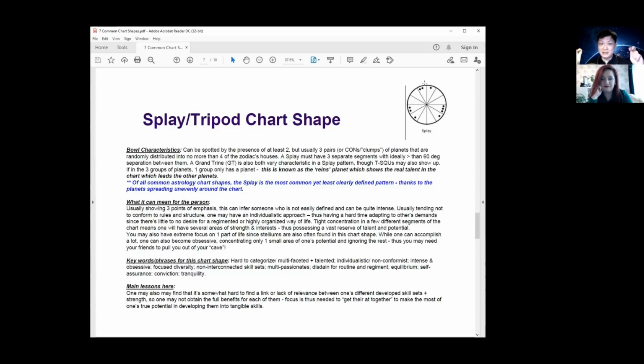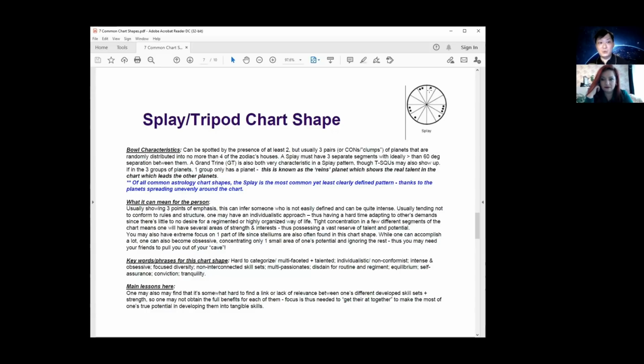I call them clumps of planets that are distributed randomly, but in no more than 4 of the zodiac houses, preferably, but it can deviate. And usually when we talk about a splay chart, there's usually 3 clusters, and ideally they are 60 degrees apart or more. And there are certain aspect patterns that come with a splay or tripod chart shape.